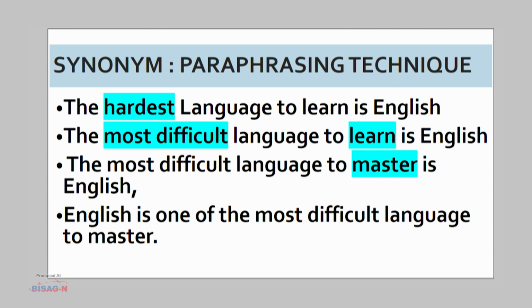For example, I have said the most difficult language to master is English. Okay, the most difficult language to master is English. Again I have changed it. I have changed now the sentence structure. Now the sentence structure is changed, and we are saying English is one of the most difficult languages to master. You can see from third to fourth, the sentence structure has been changed.